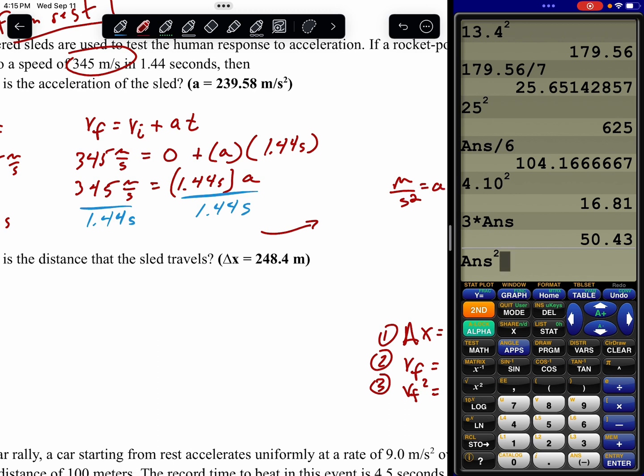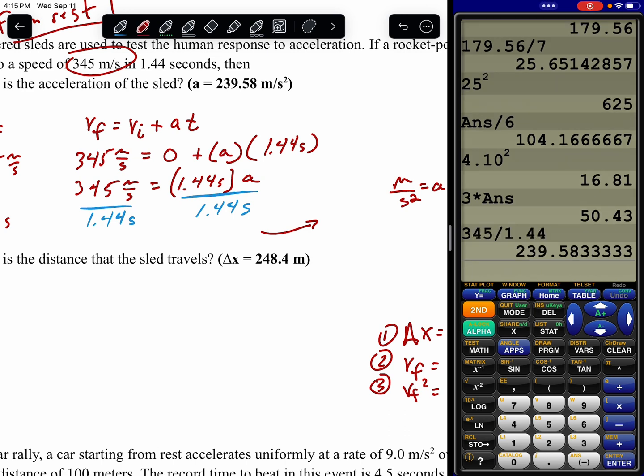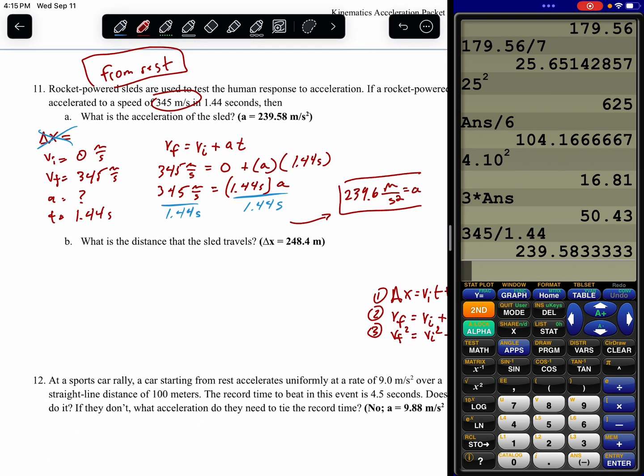And let's figure out what our value is. 345 divided by 1.44. And we get our answer of just under 240, so 239.6. All right, let's put that in a box. Let's move on to part B.